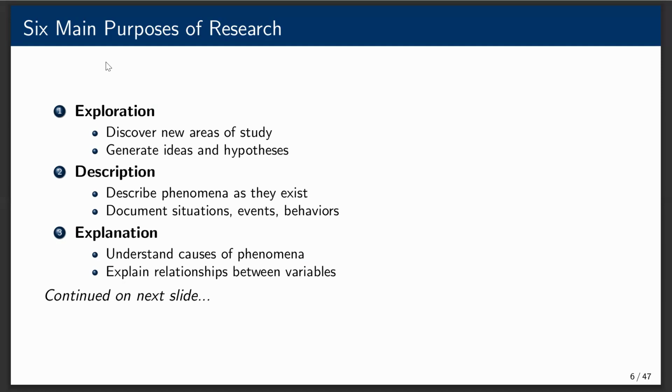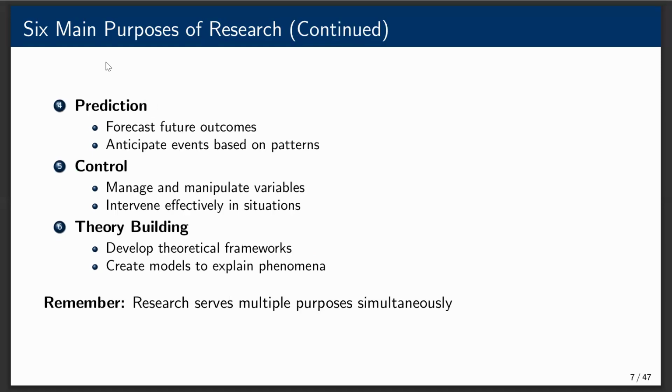Then description, to describe phenomena as they exist, document situations, events, behaviors. Explanation, to understand the causes of phenomena or to explain the relationship between the variables, right? Next, prediction, to forecast future outcomes, to anticipate events based on patterns, and to control, to manage and manipulate variables, to intervene effectively in situations, and theory building, to develop theoretical frameworks, to create model to explain phenomena.